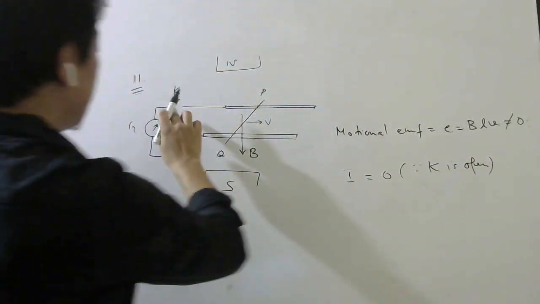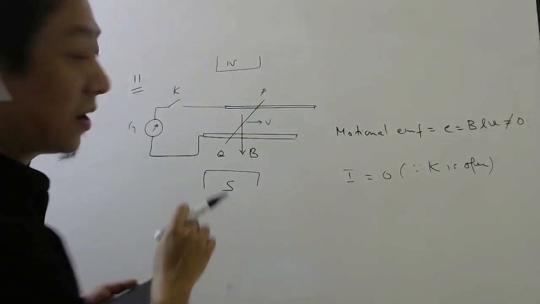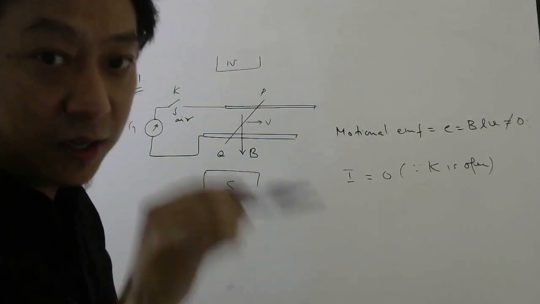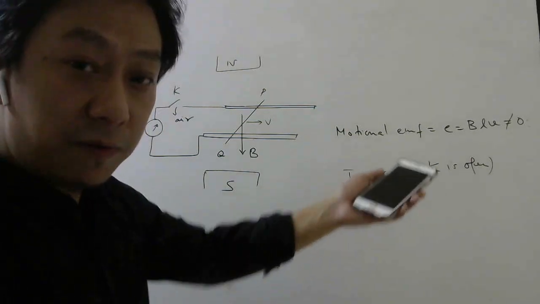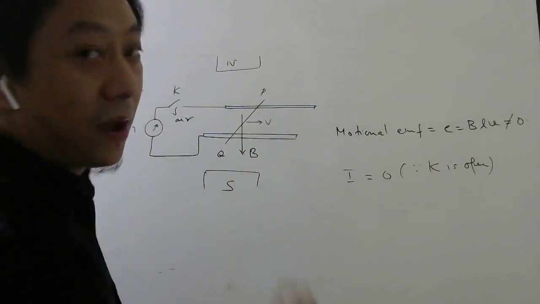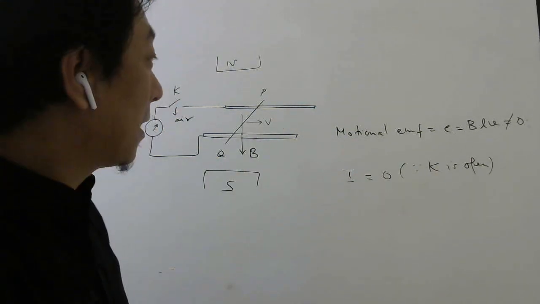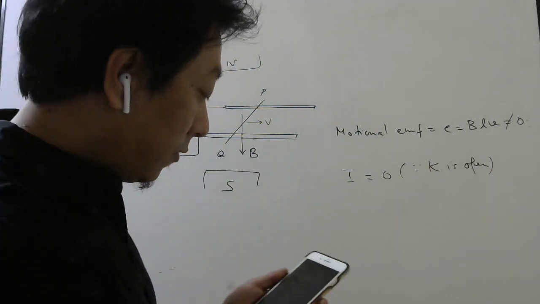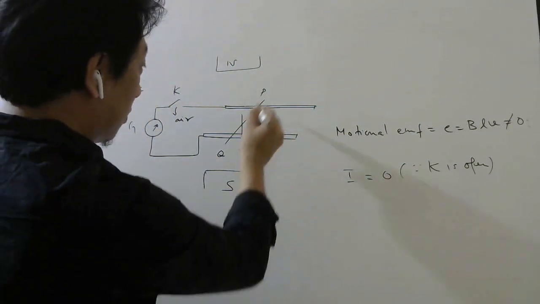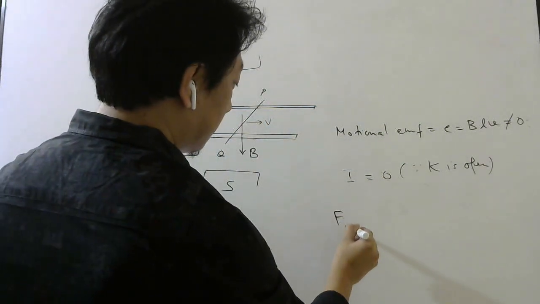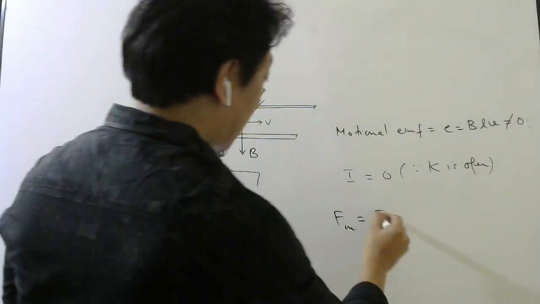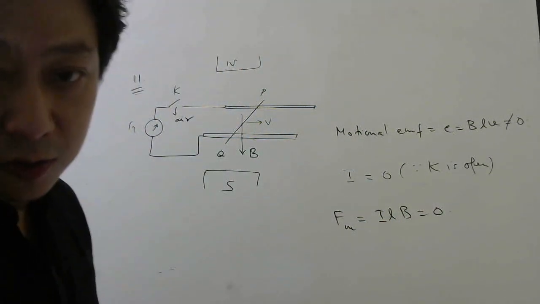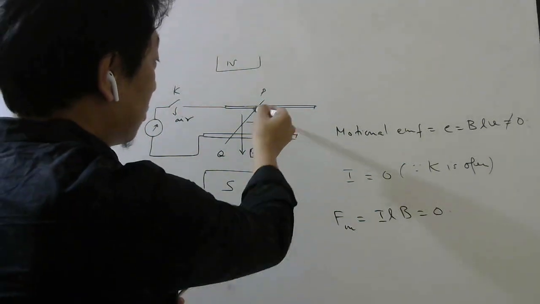Open key means there will be infinite resistance by the air. There will be air here, no? So you need a closed circuit for current to flow. So EMF is there obviously. This rod will act like a battery, I have told already many times. But current will be zero because the key is open. So if current is zero, what will be the magnetic force on this rod? ILB. So that will be zero. So the magnetic force on the rod will be zero, and these electrons also are in equilibrium.